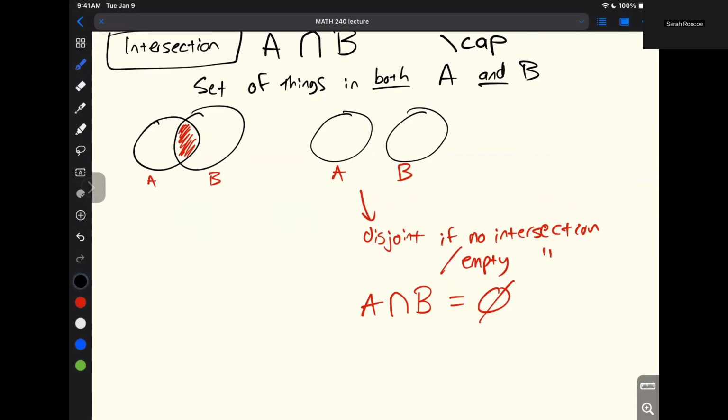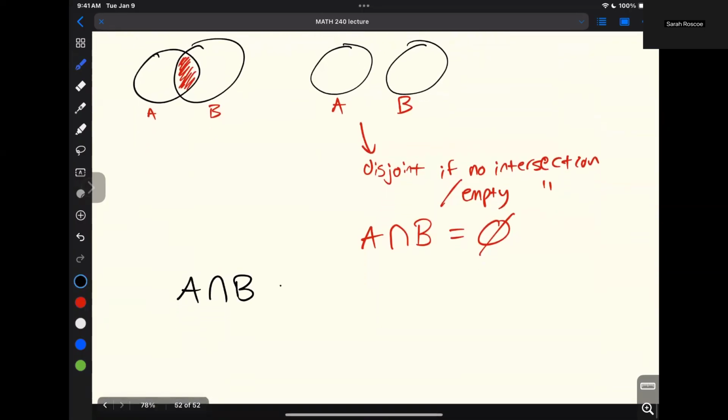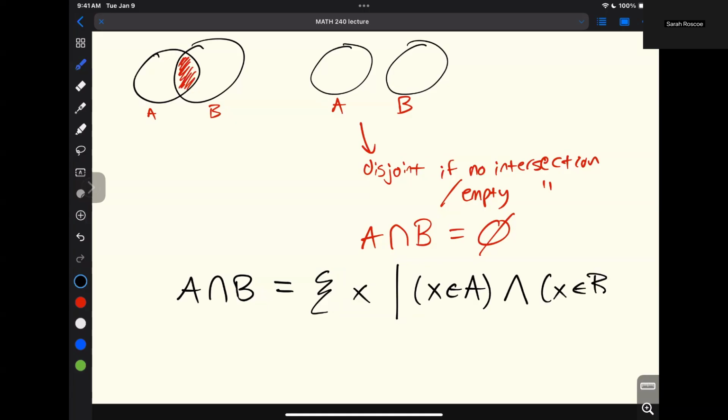All right, in set builder notation, the intersection A intersect B equals the set of all elements X such that X is in A and X is in B. So here's where we start to blend logic. This is why we talked about ands and ors and nots before we talked about the set operations. Okay, and so we talked about disjoint.